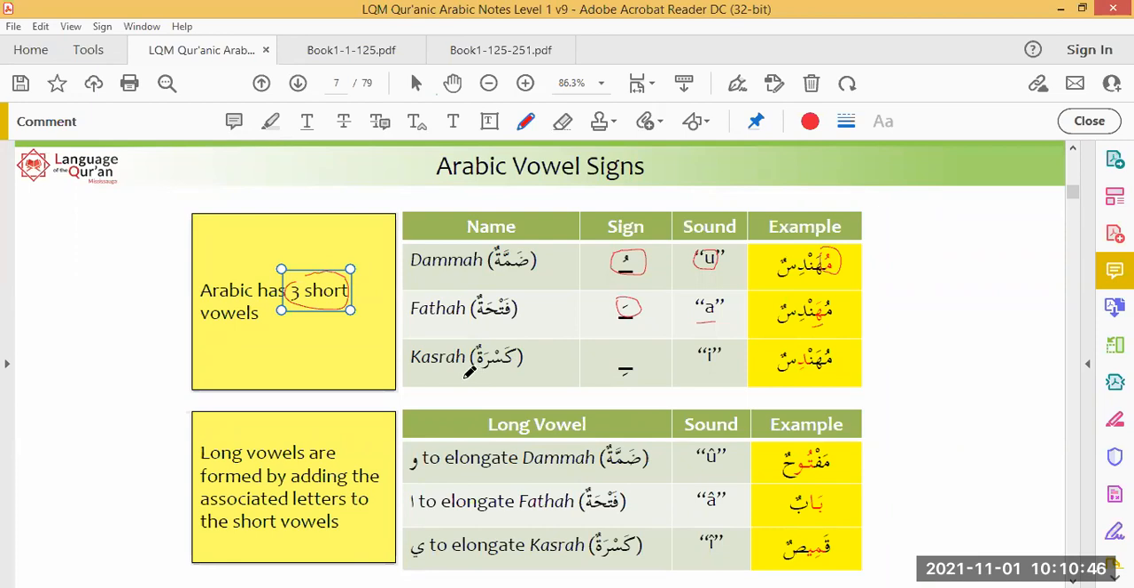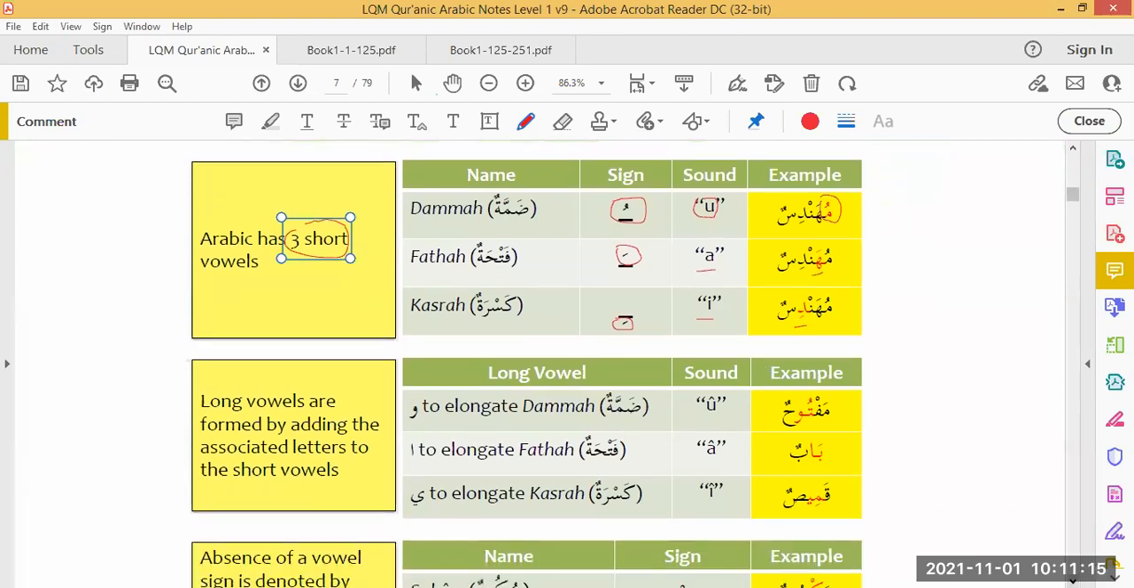Kasratun, we write it below the letter. It gives the sound of I. Muhandisun. So you are seeing here, there is dal and the dal is carrying the kasra. Muhandisun.